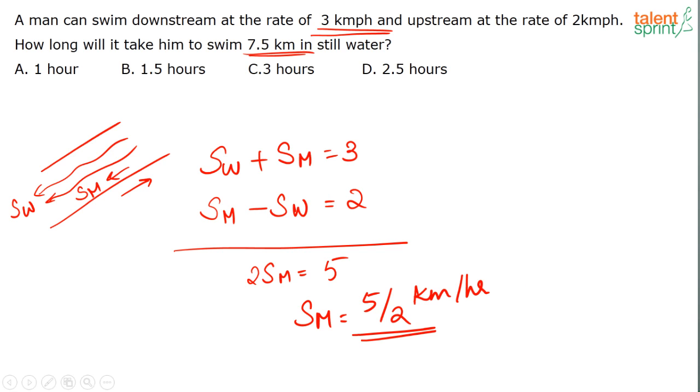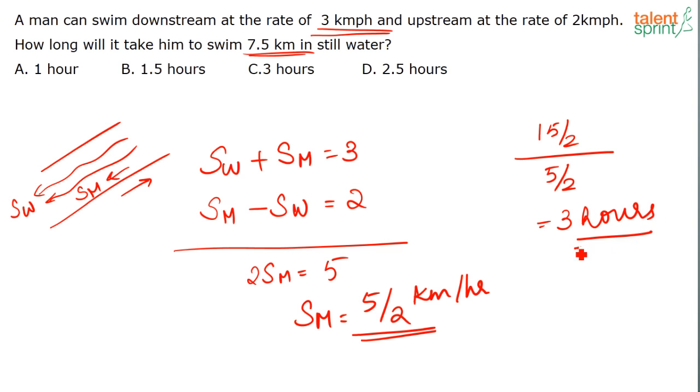Okay, now what is the time taken to travel a distance of 7.5 kilometers in still water? It is nothing but 7.5 divided by 5 by 2, correct? So 7.5 is nothing but 15 by 2. So 15 by 2 divided by 5 by 2 is 15 by 5, that is equal to 3. So the answer for this question is 3 hours.